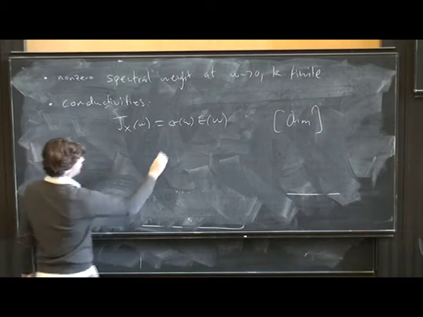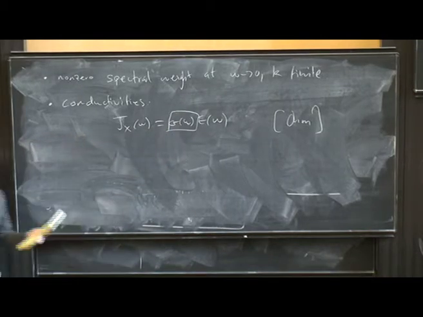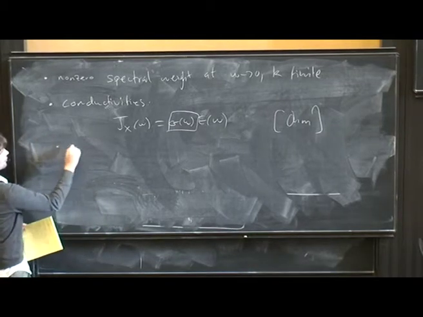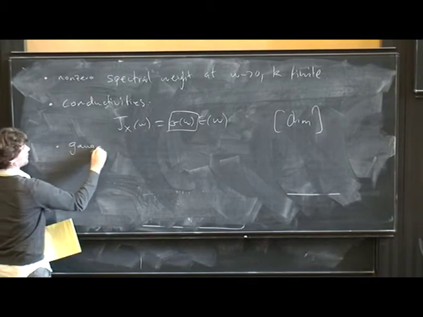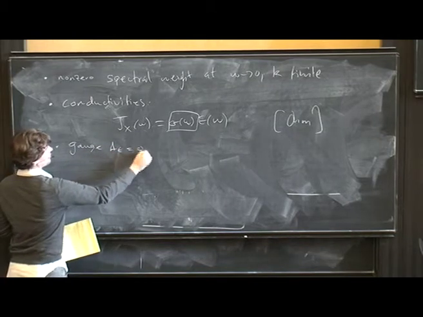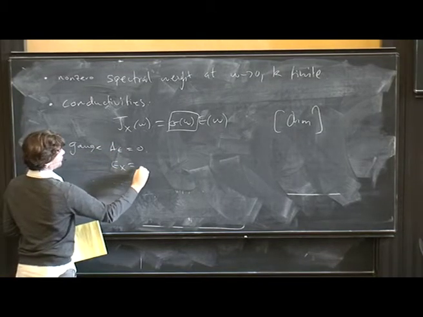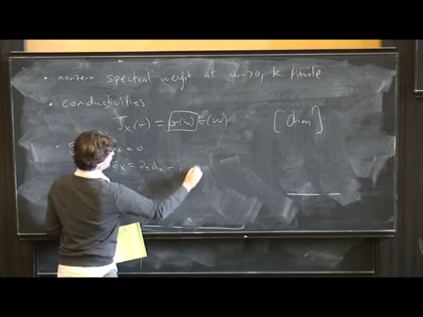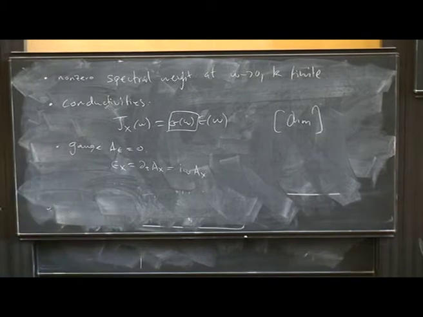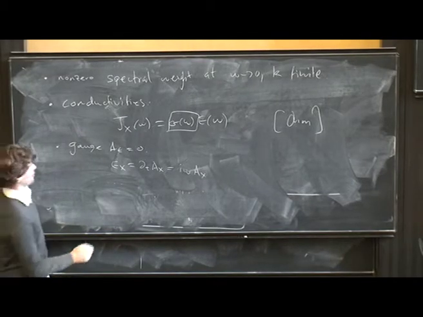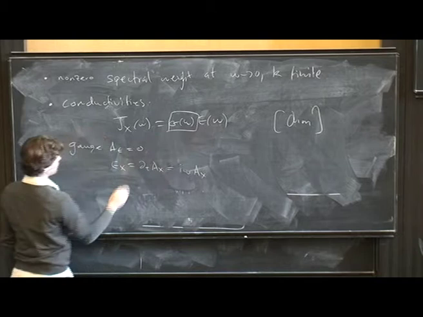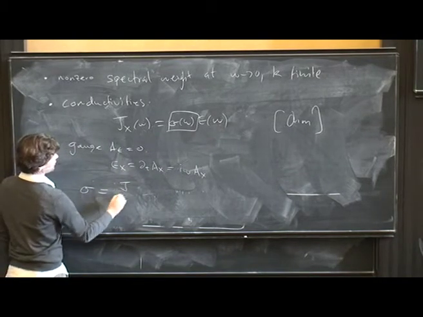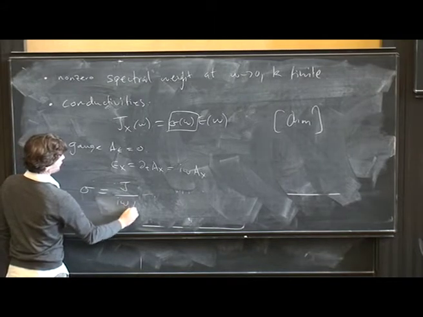So first, let's get the formula for the conductivity sigma. Okay. So let us work in a gauge where A_t is 0. And the electric field is the time derivative of A_x, which is i omega A_x, some minus signs. And now that means that we just divide this by here, and we'll get that the conductivity is J divided by i omega A.